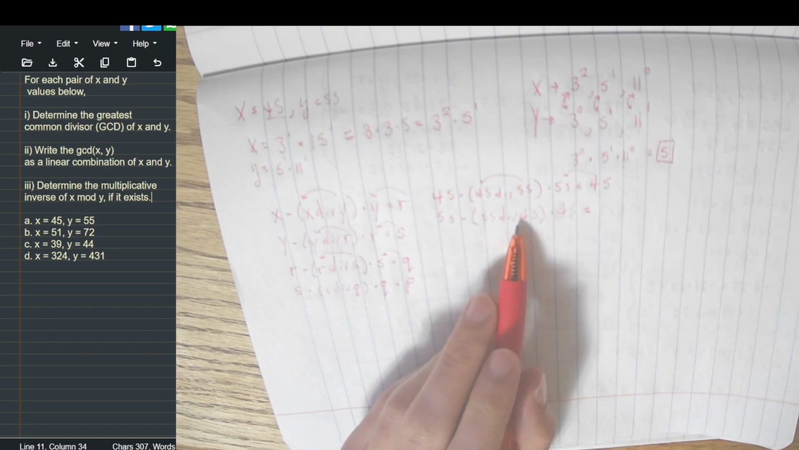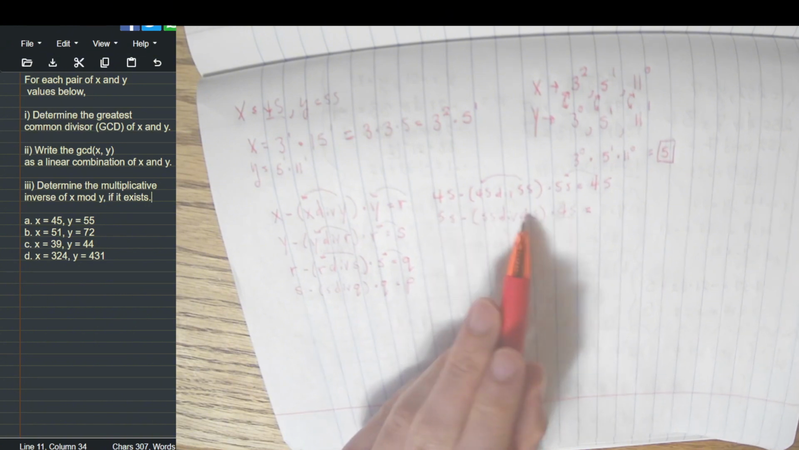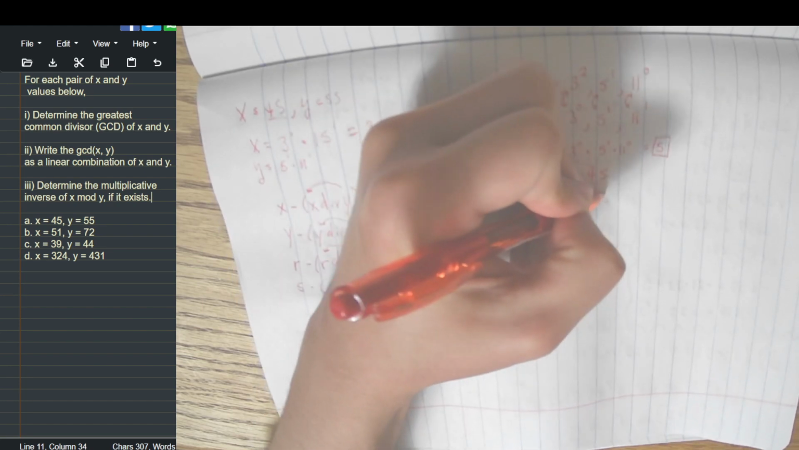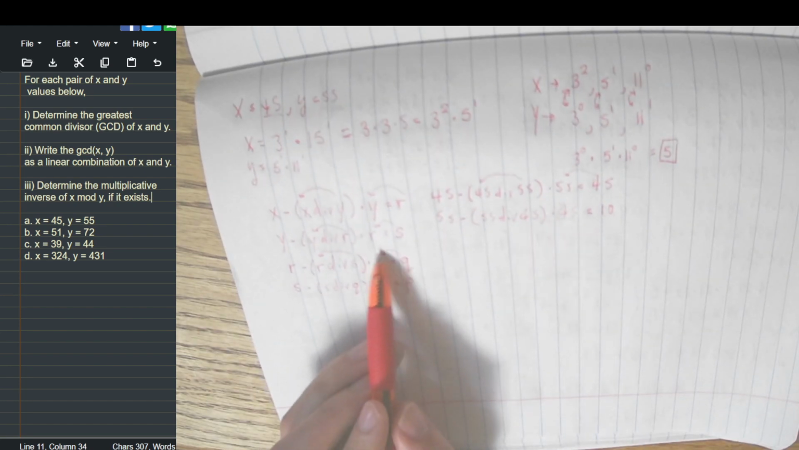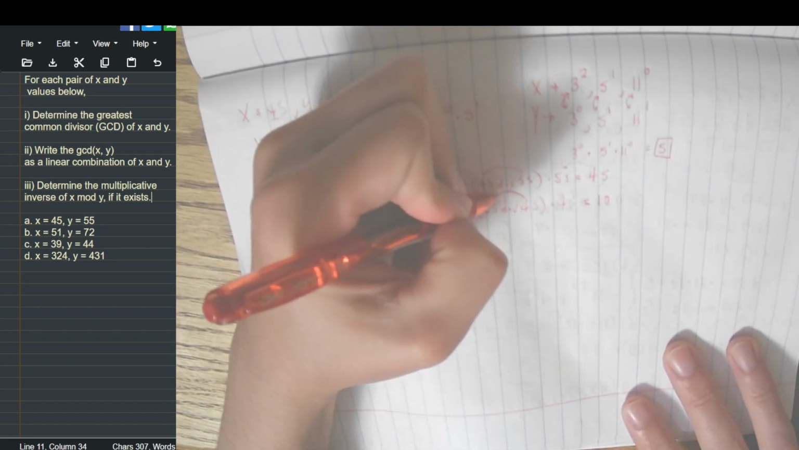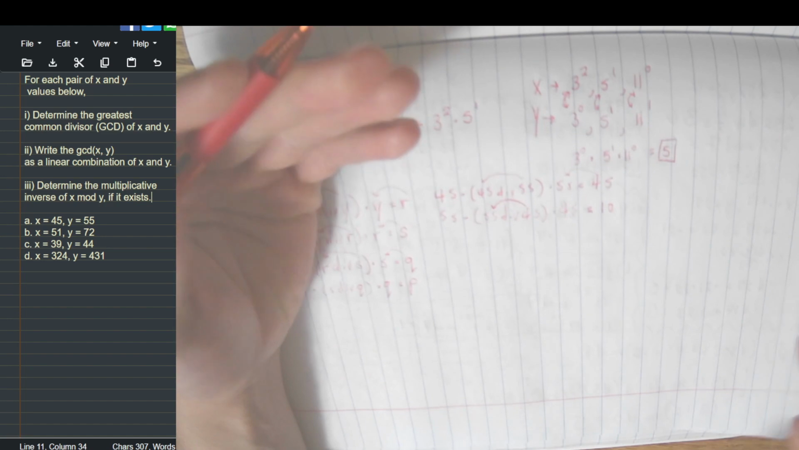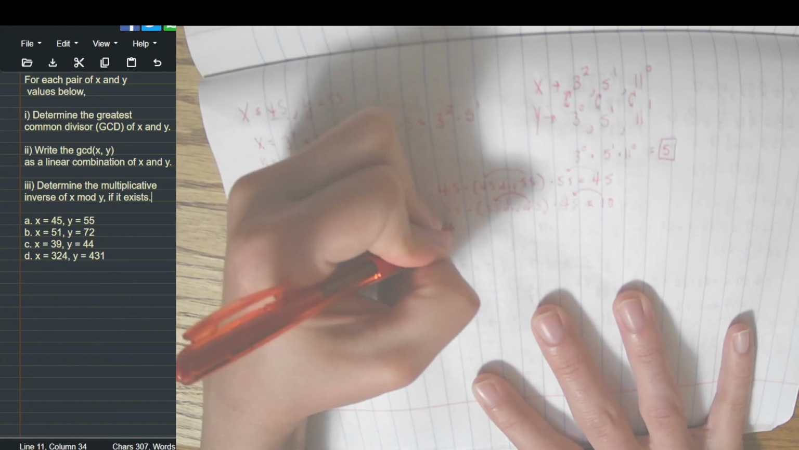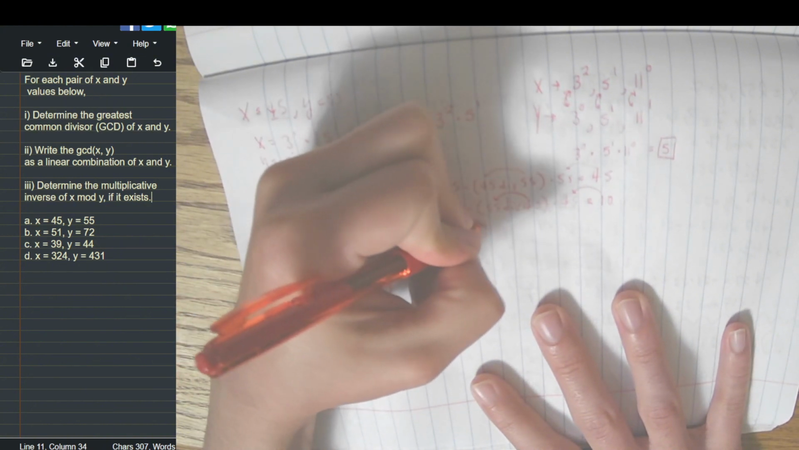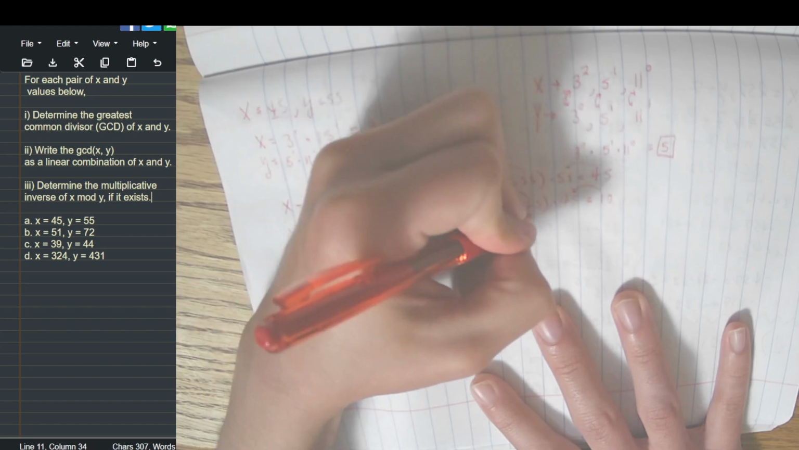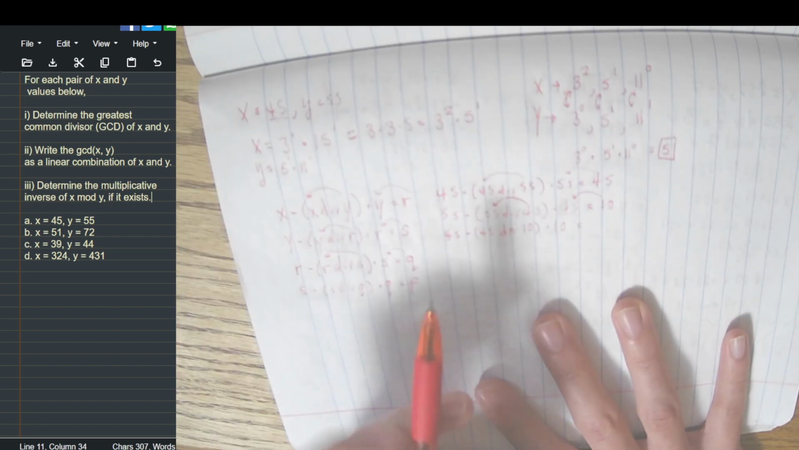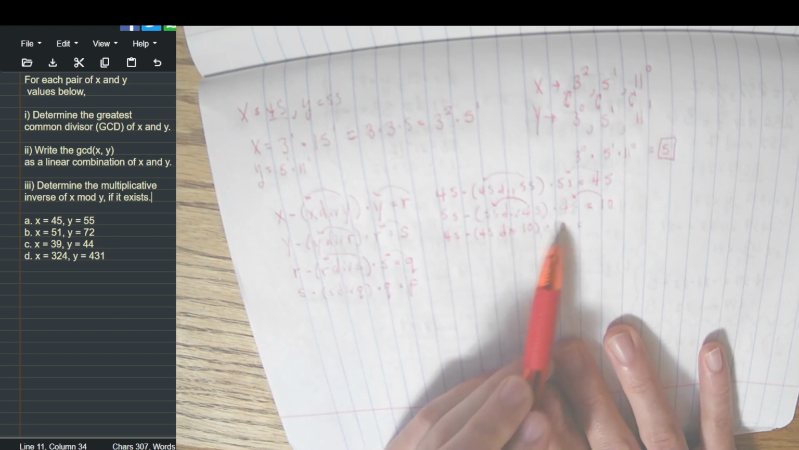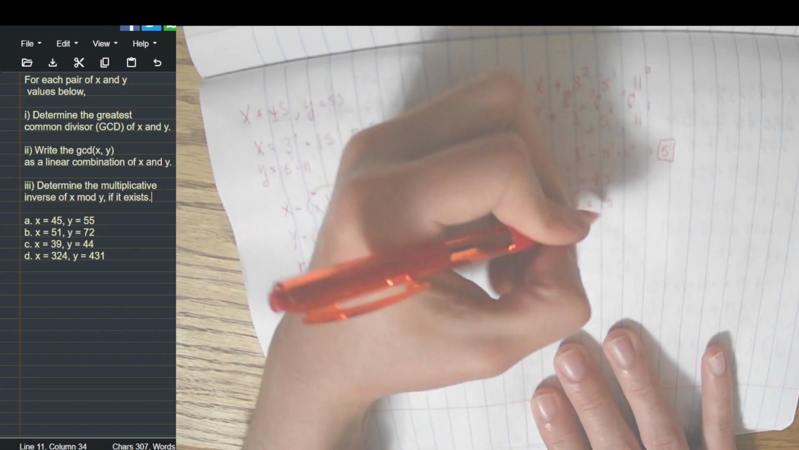So how many times does 45 go into 55? Exactly 1 time with the remainder of 10. So we just have 55 minus 1 times 45, and that's equal to 10. Now we're going to replace our values like we did here: 55 is going to become 45, and 45 is going to become 10. So let's rewrite this. We have 45 minus 45 div 10 times 10. How many times does 10 go into 45? That's 4 times. 4 times 10 is 40. 45 minus 40 is equal to 5.